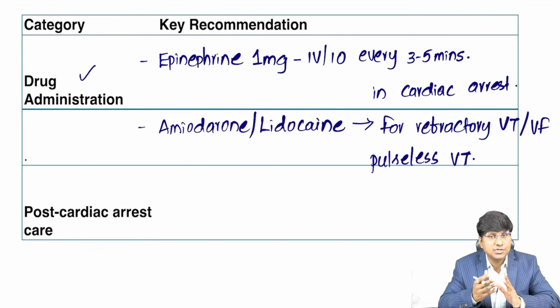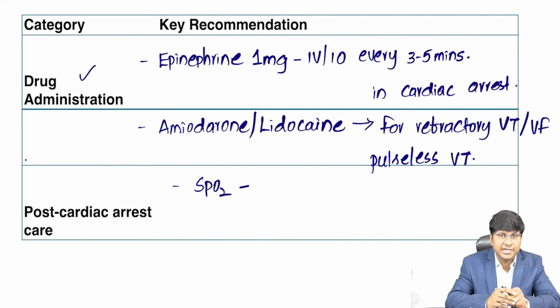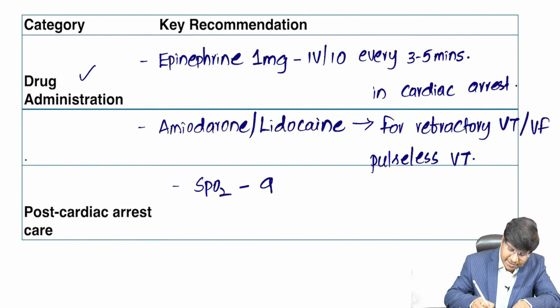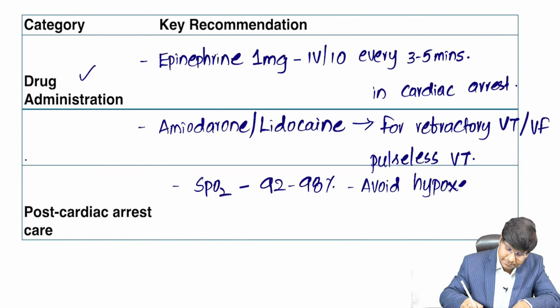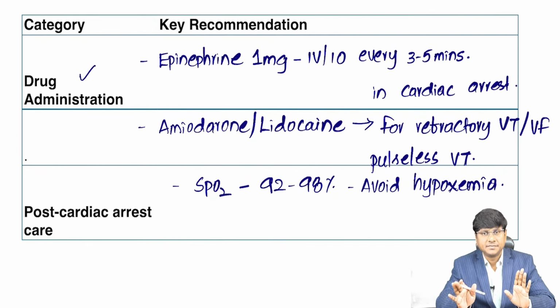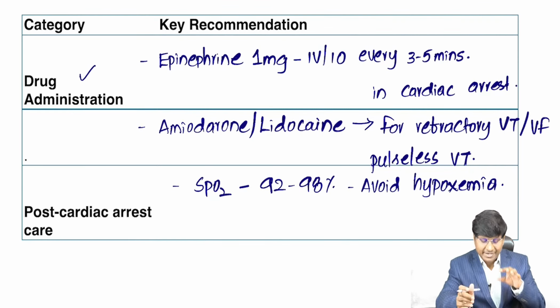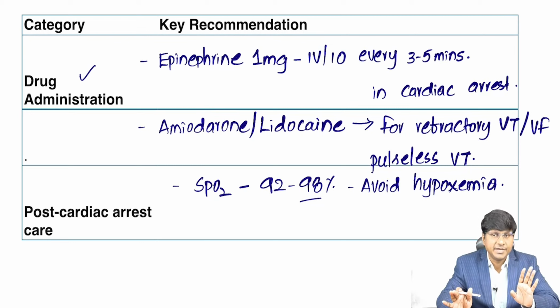Next, in the post cardiac arrest state, what is the saturation that you need to maintain? The saturation that you need to maintain is 92 to 98%. Very important, you need to avoid hypoxemia. At the same time, the saturation should be between 92 and 98, and you should also avoid hyperoxia. Increased oxygen also should be avoided.